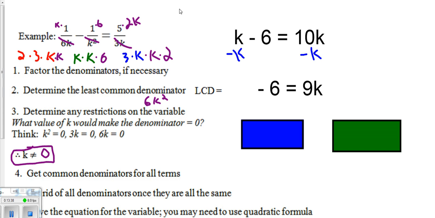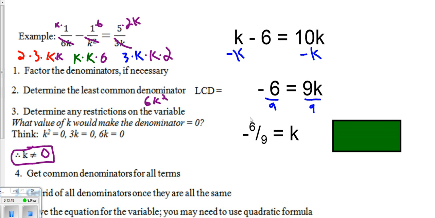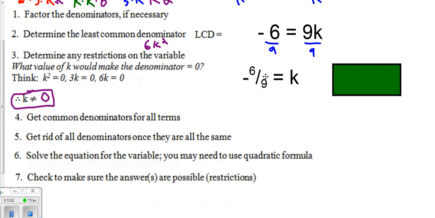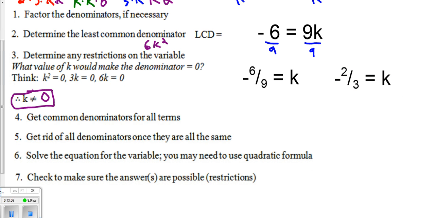How do we get k alone then? We need to divide by 9 on both sides. Divide by 9, divide by 9. And we now have negative 6/9 equals k. We can actually reduce this though. 6 over 9 is the same as 2 over 3. So our final answer should say negative 2/3 equals k.